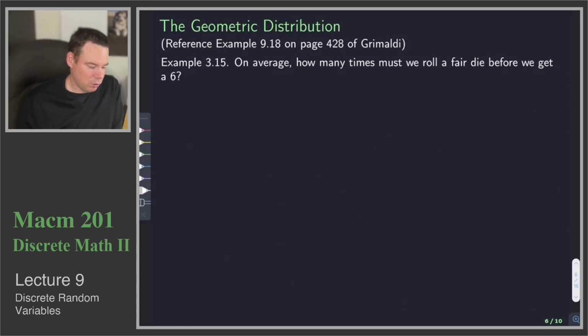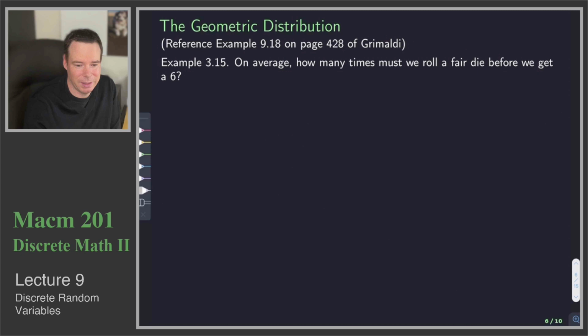So this first one, the geometric distribution. The way we're going to motivate it is just by this problem. On average, how many times must we roll a fair die before we get a 6? So the idea is we're going to roll a die, then roll it again, and again, and again. And we're just going to keep rolling until a 6 appears. And the question is, on average, how many times must I do this before I will actually get a 6?